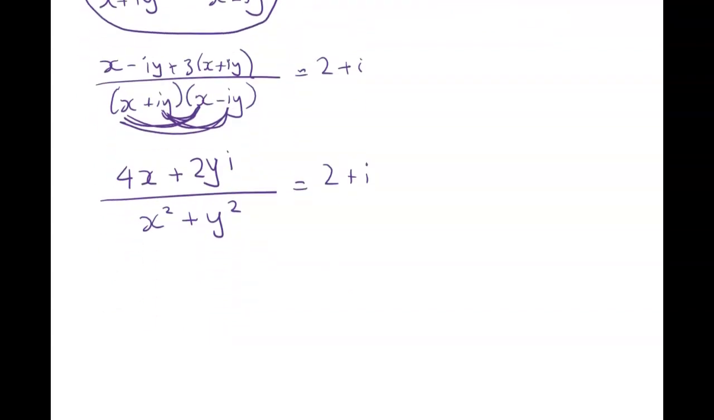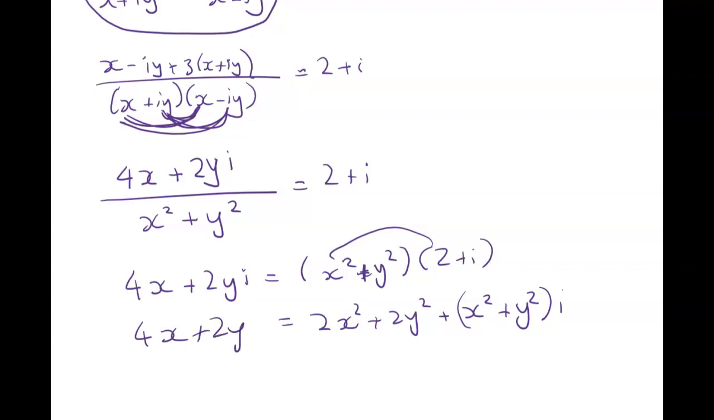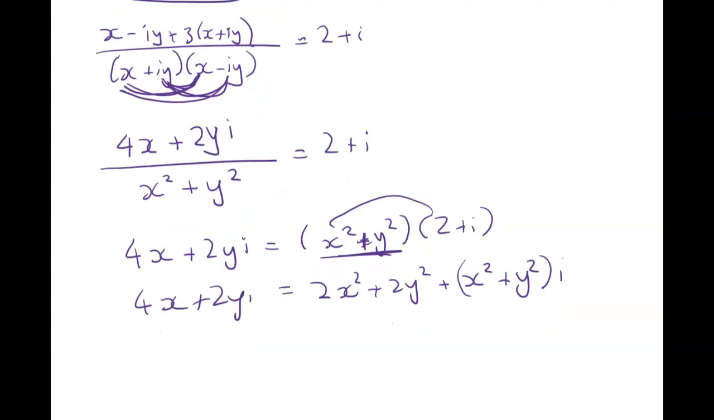Next up, I multiplied both sides by the denominator to clear out the fraction. So we had x squared plus y squared times 2 plus i. Now sorting out the right-hand side first, we have 2x squared plus 2y squared plus x squared plus y squared i. So I'm not fully expanding that. In fact, I don't really know why I expanded the first bit, but I did.